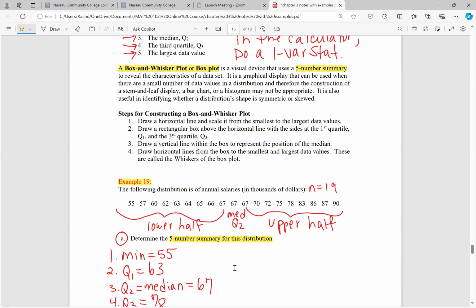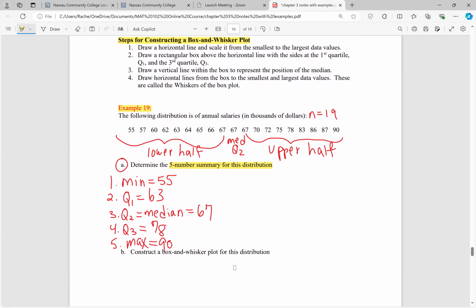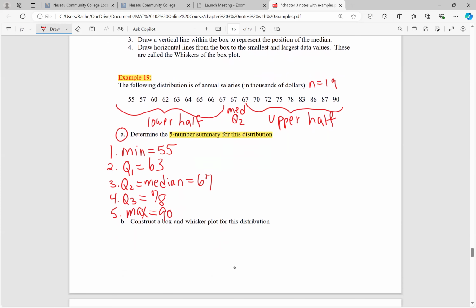So I have the steps right here for constructing a box and whisker plot, and we'll follow them together to construct the box and whisker plot for this 5-number summary in this problem. So the first thing that you're going to do is draw a horizontal line and scale it from the smallest to the largest data values. So the smallest data value is 55. So I'm going to start at 55. And we need to go up to the largest data value, which is 90.